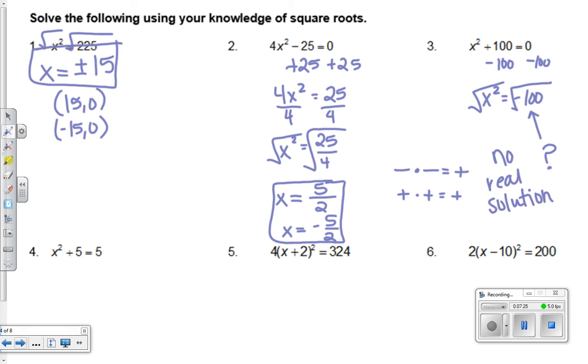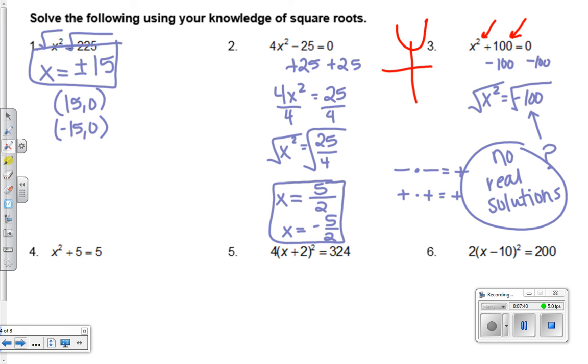Okay? And the cool thing about us already understanding transformations is that we know if we actually tried to graph this, if we just tried to do a little sketch over here, we know this has been shifted up 100, but it's still like the parent function. Okay, so that means it's like this, right? It's a parent function, but it's just up 100. Well, obviously that's no real solutions because it doesn't cross the x-axis. Okay, that's the only time it'll be no real solutions. All right, so let's keep going.